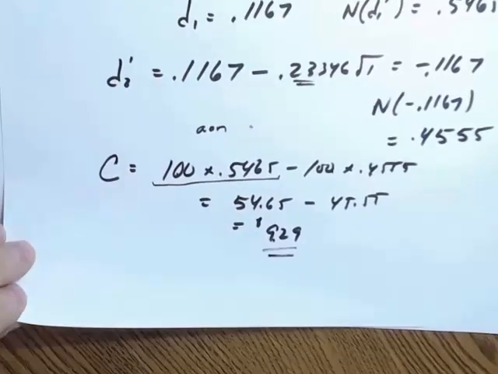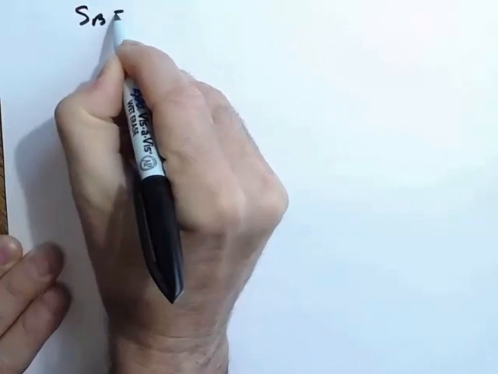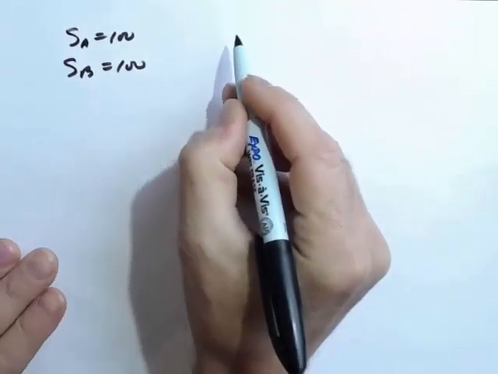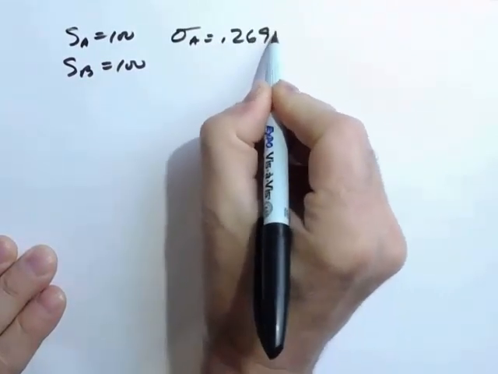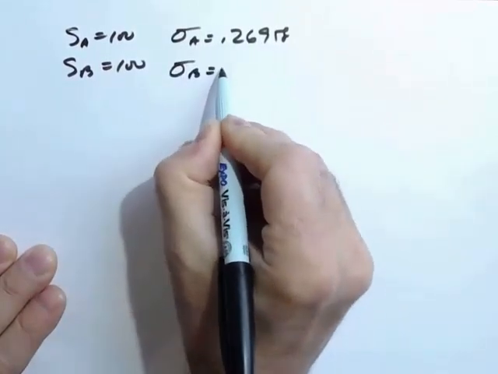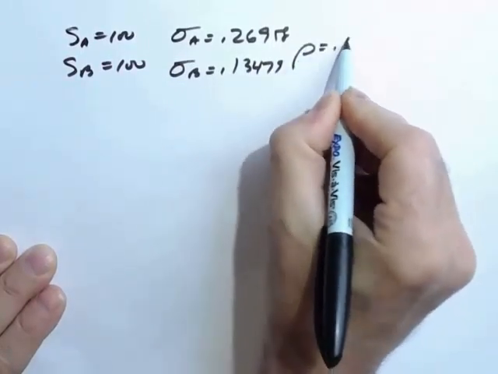Okay, now what we want to do is one more thing. We're going to go into dividends. We want to add dividends to the model and see what happens. We'll get a little more intuition. So let's go back to the basic setup so we're clear on it. Again, stock A is 100, stock B is 100, and sigma A is 0.26958, sigma B is 0.13479. The correlation is 0.5.